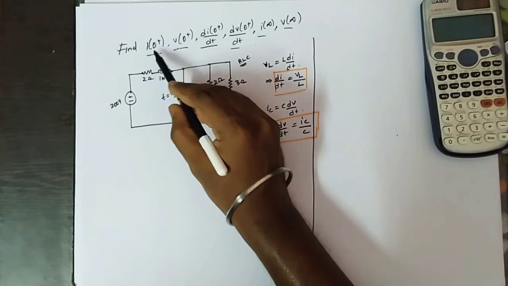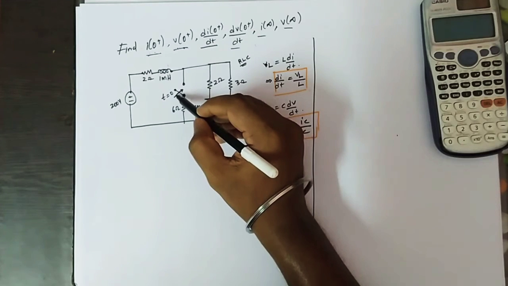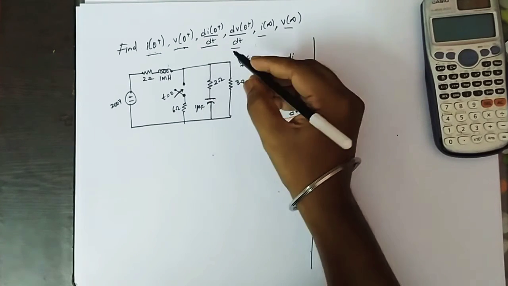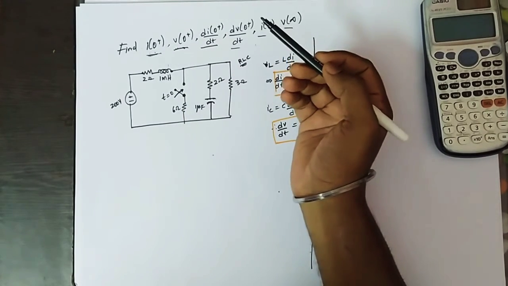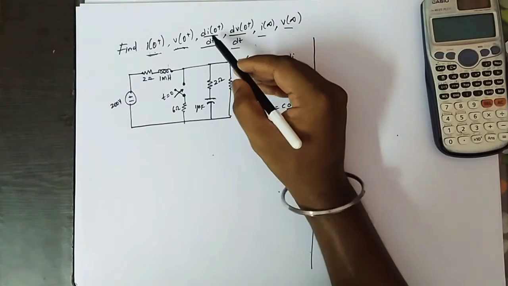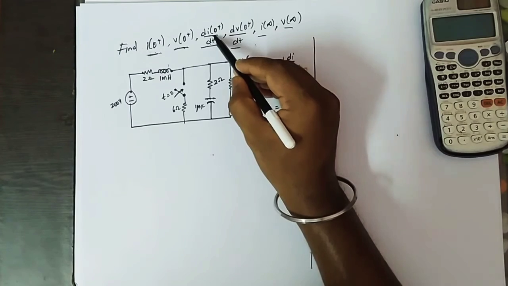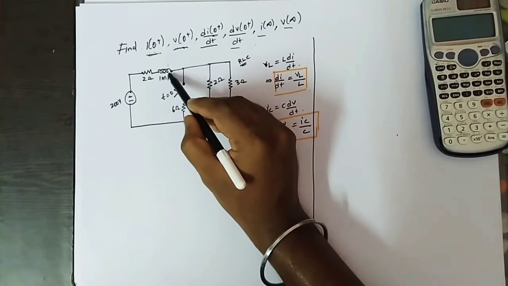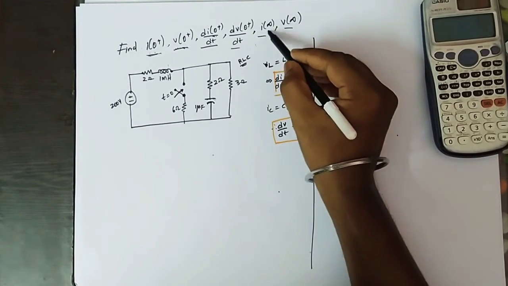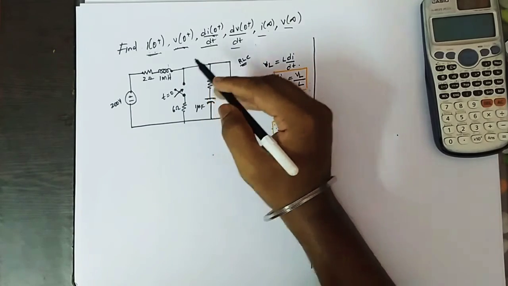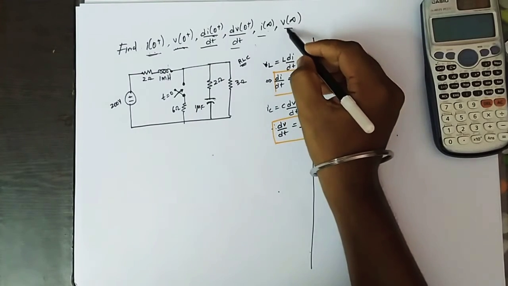So what are i of 0 plus and v of 0 plus? Immediately after the switch is on, at t equal to 0 plus, we have to find the current i of 0 plus and v of 0 plus. Now, what is di of 0 plus by dt? Here again, we are observing the change in current, so we need to find the change in current, and likewise the change in voltage. I of infinity means after the switch is on for a finite interval of time, in steady state, we will find i of infinity and v of infinity.